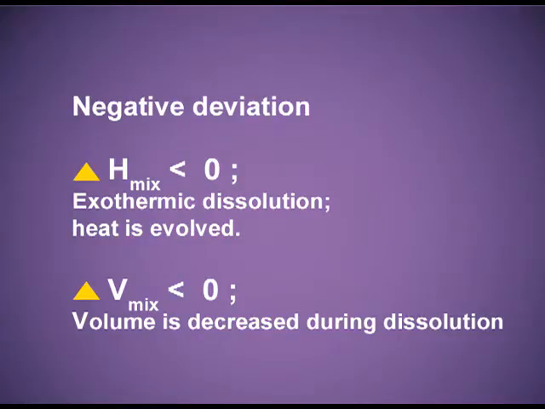Now the solutions showing negative deviation. When the solute-solvent interactions are stronger than in the pure components, it will result in a solution showing negative deviation. And when the resultant bond is stronger, then the escaping tendency will be lesser as compared to the pure component. And due to this only, delta H mixing will be less than 0, delta V mixing will also be less than 0, and the partial vapor pressures will also be less than the vapor pressure of the pure component.